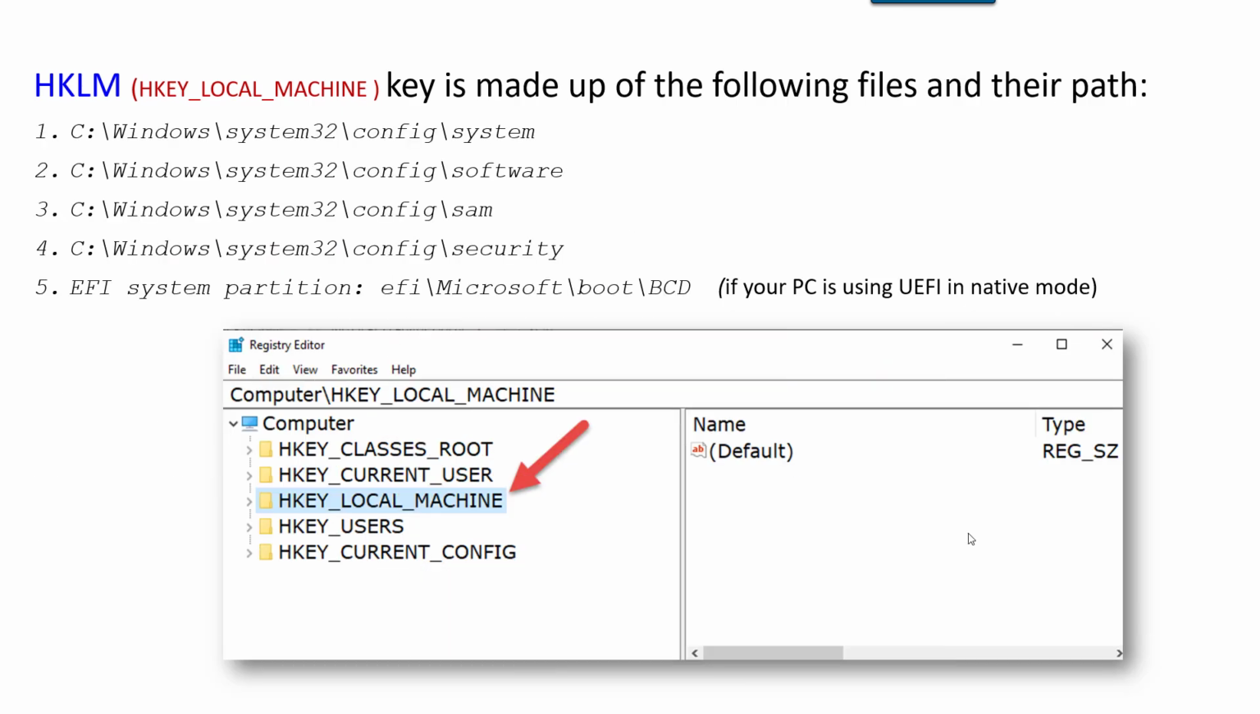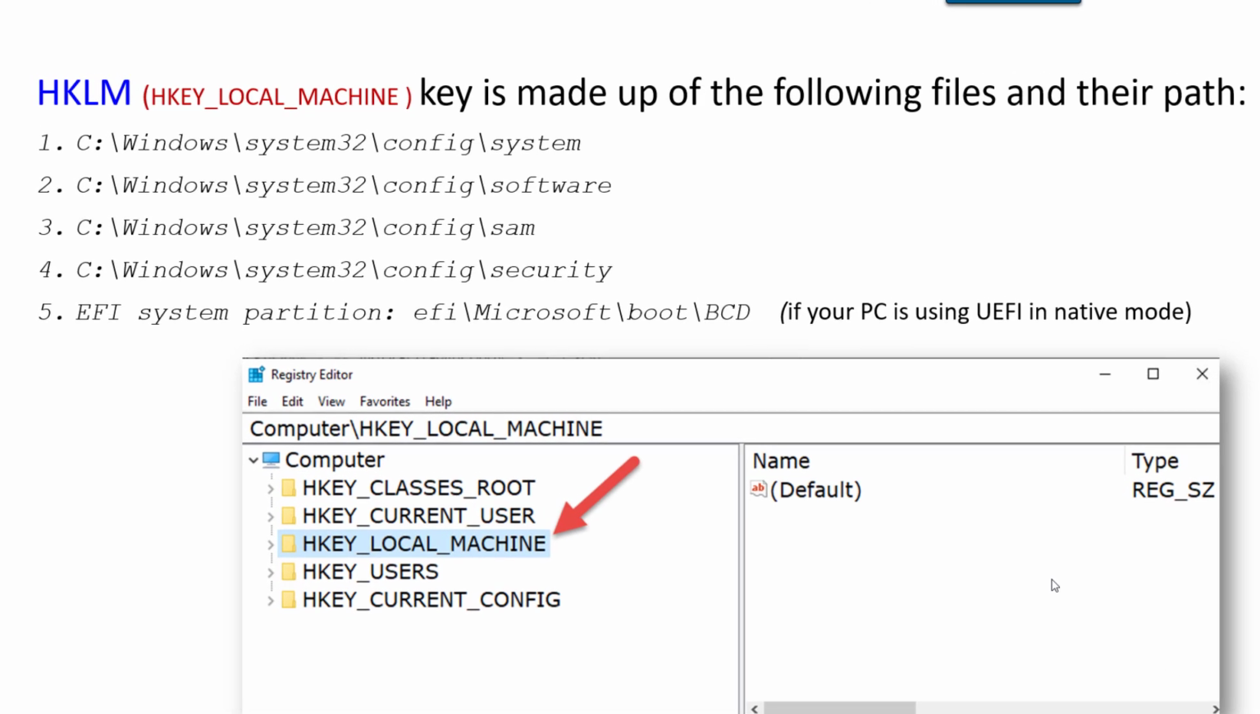HKEY_LOCAL_MACHINE is made up of many hives, and I've got all the hives listed with their paths and names. C:\Windows\System32\config, and then we have the hive SYSTEM, the hive SOFTWARE, the hive SAM, SECURITY, and then in the EFI system partition, we have the BCD hive. That is all being pulled up and shown when you launch HKEY_LOCAL_MACHINE.